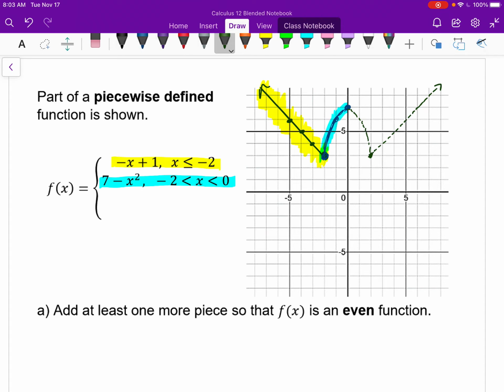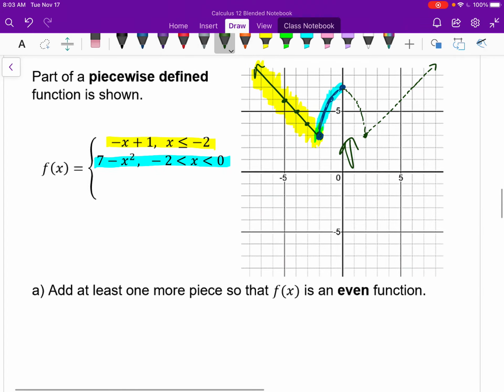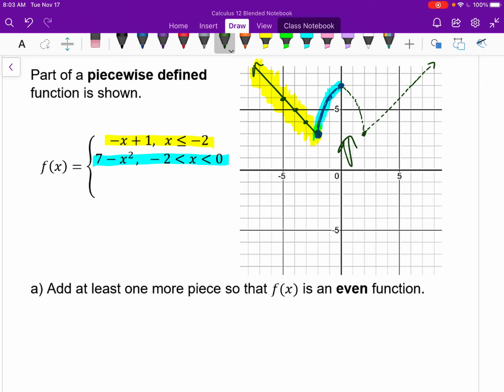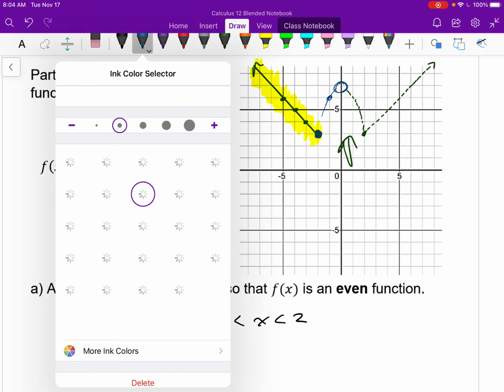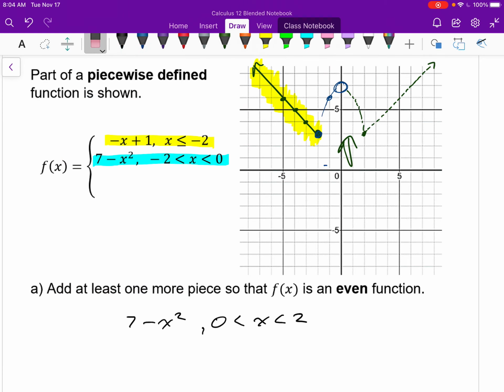Well, one thing I can do is change the restriction on that second piece so that it goes from negative 2 to 2, or I can just add, which I'll do, two pieces here. So one piece I'll add is, say, 7 minus x squared again, where x goes from 0 to 2. Now, let me mention 0 here. Right now, 0 is not included in this function, so to be honest, I should take that into account by showing an open circle right here. If you look at your restriction, let me try that again, make it a little darker.